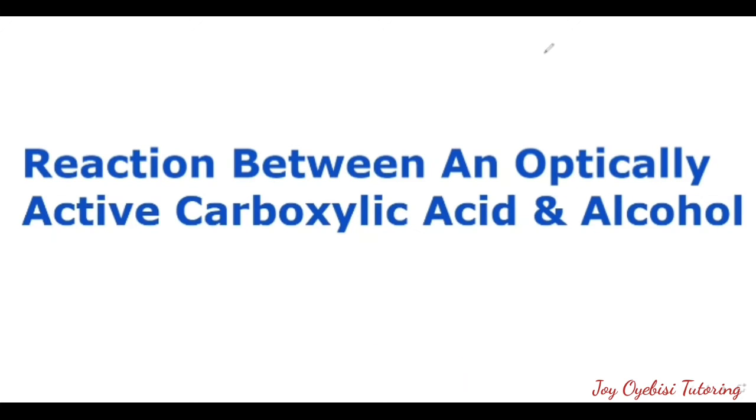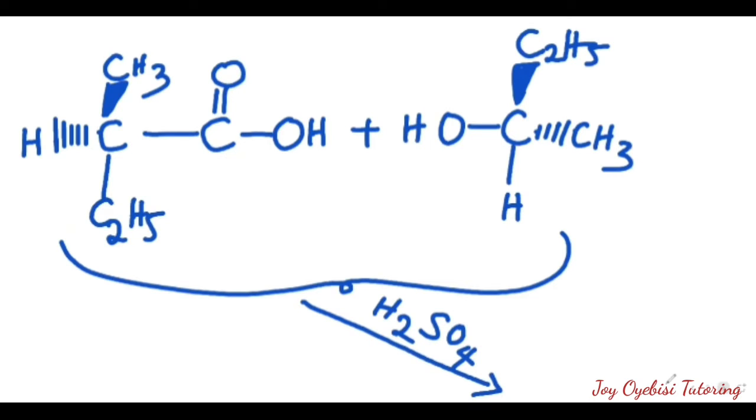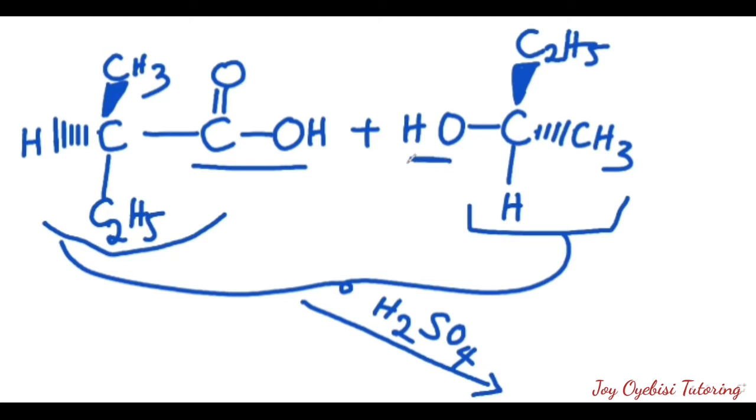In this video, I'm going to be talking about the reaction between an optically active carboxylic acid and alcohol. In this example, this one here is the carboxylic acid, because it contains the carboxylic group, and this one here is the alcohol, which contains the hydroxyl group.